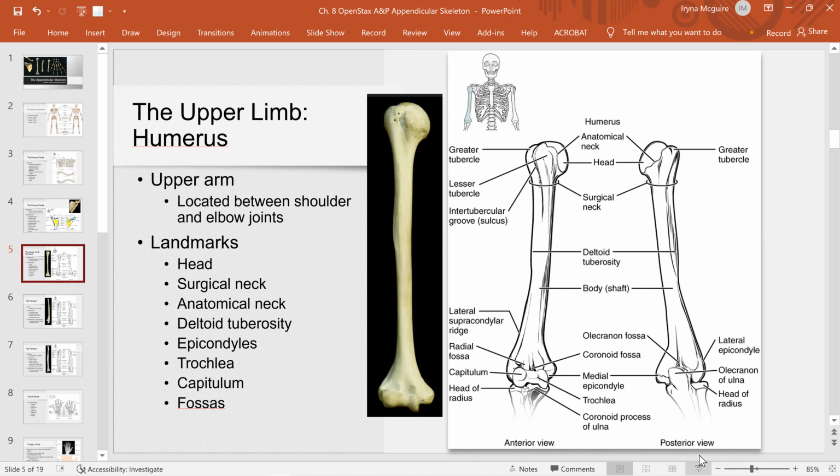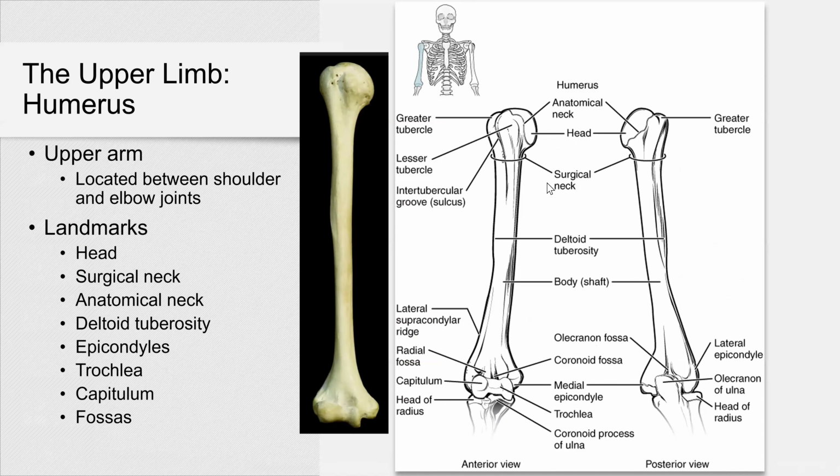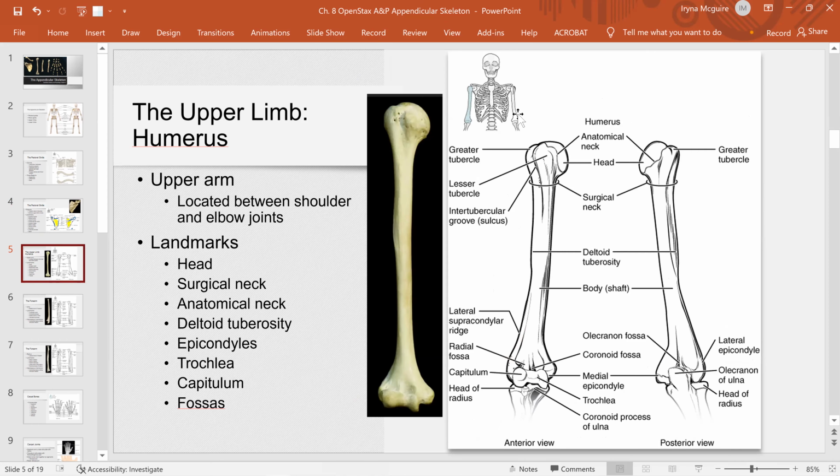Then we're going to move to the upper limb, that is the humerus. And it also has several landmarks. So you have the head of the humerus, right? So here would be the head. Now this is our surgical neck. We have the anatomical neck right there. We have the deltoid tuberosity, where the deltoid muscle is attached. On the distal side of the humerus, we have epicondyles. That's the medial epicondyle. Over here, we don't have the lateral epicondyle.